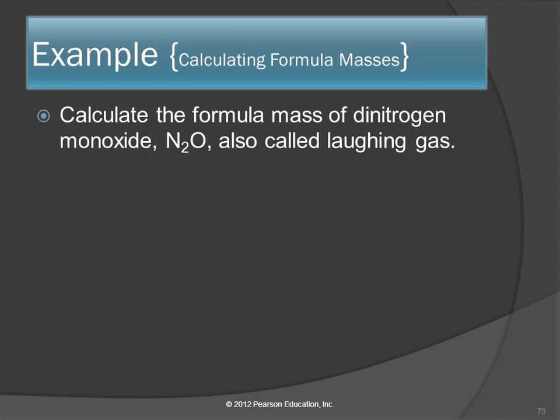So for an example, calculate the formula mass of dinitrogen monoxide, N2O, also called laughing gas. So we're pulling a couple of things together here. We started today's lecture by looking at formulas and identifying how many atoms of each element were present, and that's something we need to know now. So here we've got nitrogen, and we've got 2 nitrogen atoms, and we've got 1 oxygen atom, and we get that from the formula. So how much does a nitrogen atom weigh?